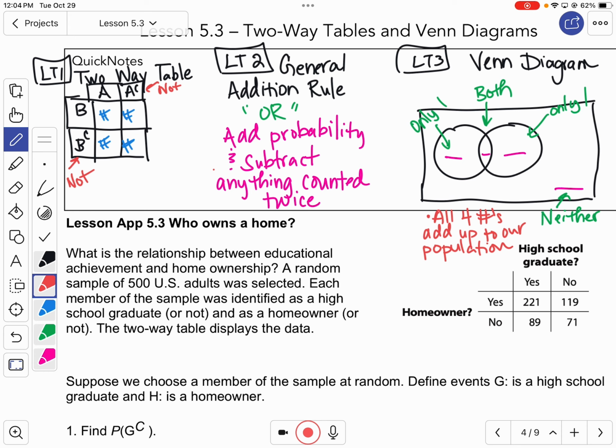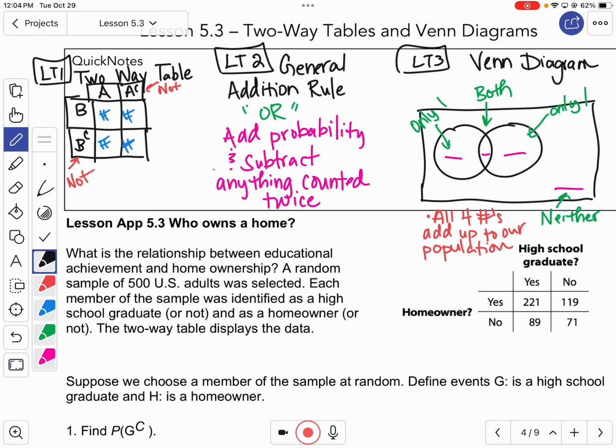So I want to look at some examples, primarily because I'm going to do these today as well as the extra ones, because they use some notation that we need to be sure we understand by the time we get to the practice, and it's just four problems again today. So not a ton. It's asking me, is there a relationship between educational achievement and home ownership? If we look at our table, the question it's asking is, are they a high school graduate, yes or no? Do they own a home, yes or no?